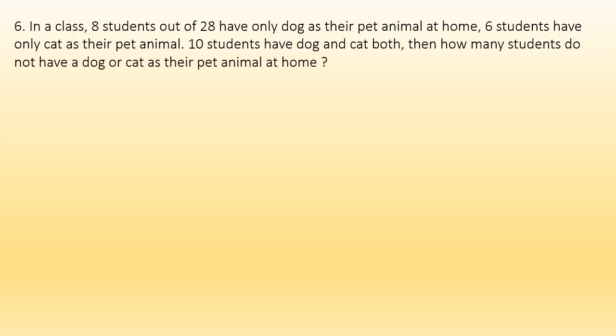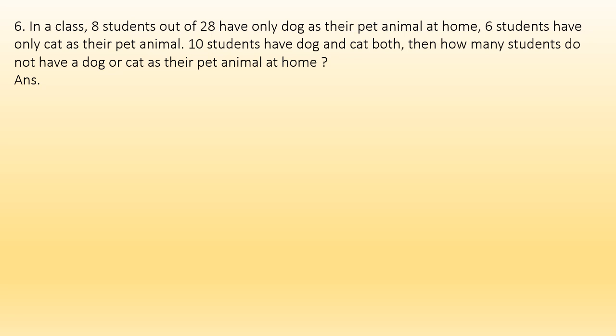In a class, 8 students out of 28 have only dog as their pet animal at home. 6 students have only cat as their pet animal. 10 students have dog and cat both. Then how many students do not have dog or cat as their pet animal at home?